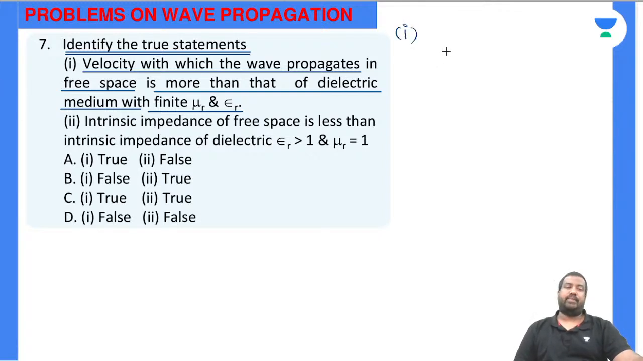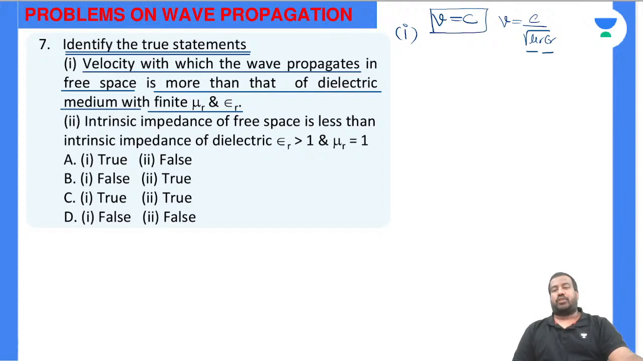True or false? The velocity with which the wave propagates in free space is the velocity of light, C, 3 into 10 power 8 meter per second. Is it more than that of a dielectric medium with finite epsilon r and mu r? The velocity with which the wave propagates in a given medium is C by under root of mu r epsilon r. Mu r is greater than 1, epsilon r is greater than 1. So it will decrease.